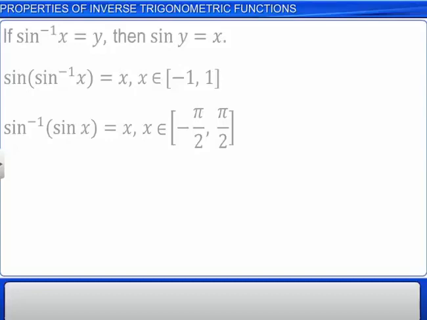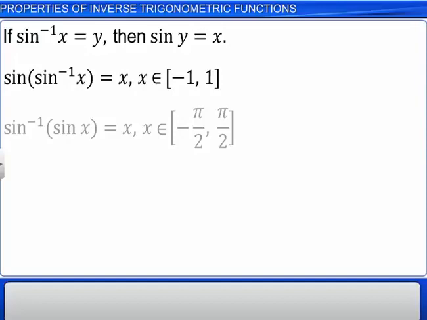Before we begin a discussion on the properties of inverse trigonometric functions, let's quickly revise what you have learned so far. If sine inverse x is equal to y, then sine y is equal to x. Also, sine of sine inverse of x is equal to x, where x belongs to the closed interval [-1, 1].